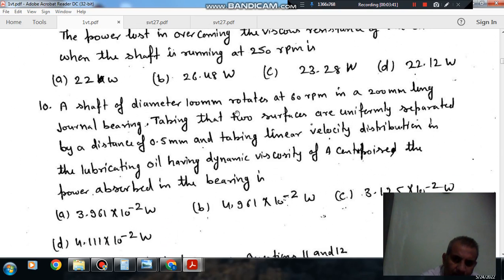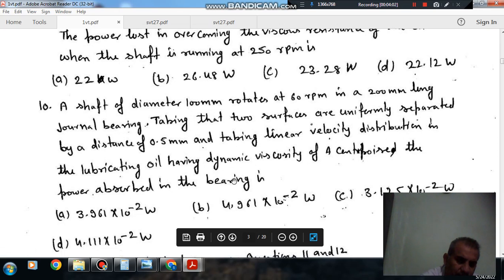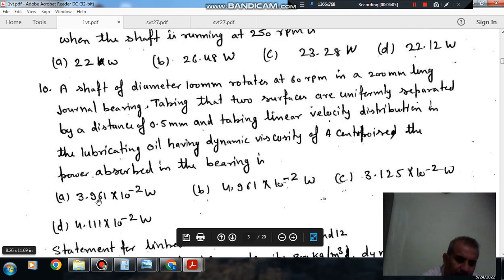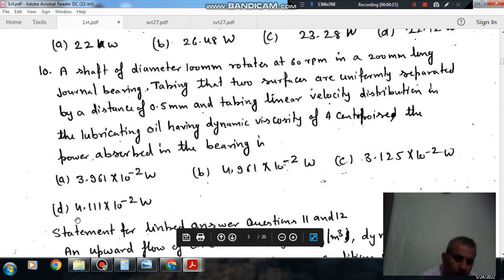A shaft of diameter 100 mm rotates at 60 rpm in a 200 mm long journal bearing, taking that the two surfaces are uniformly separated by a distance of 0.5 mm, and taking linear velocity distribution in the lubricating oil having dynamic viscosity of 4 centipoise. The power absorbed in the bearing is: option A 3.961 into 10 to the minus 2 watt, option B 4.961 into 10 to the minus 2 watt, option C 3.125 into 10 to the minus 2 watt, and option D 4.11 into 10 to the minus 2 watt.